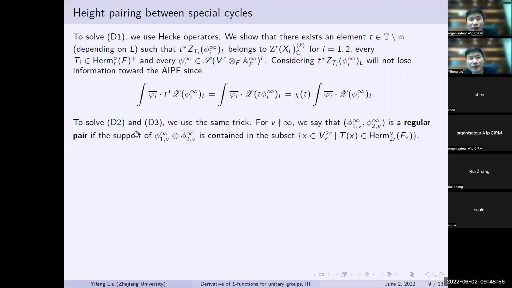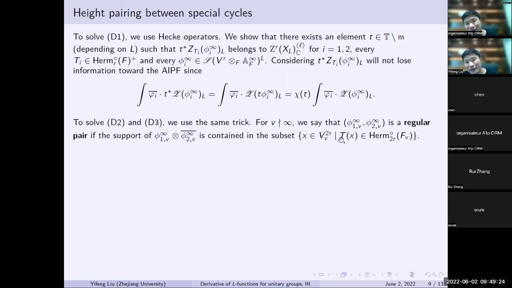Okay, to solve D2 and D3, we use the same trick. So we introduce the following notion. For a non-Archimedean place v, we say that a pair of Schwartz functions phi1v, phi2v is a regular pair if the support of their tensor, I mean, sesquilinear tensor, is contained in the subset.